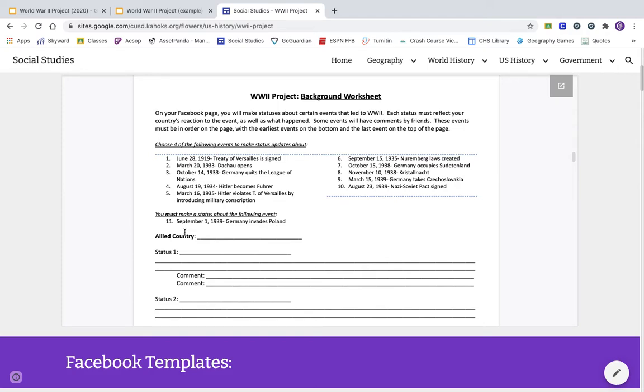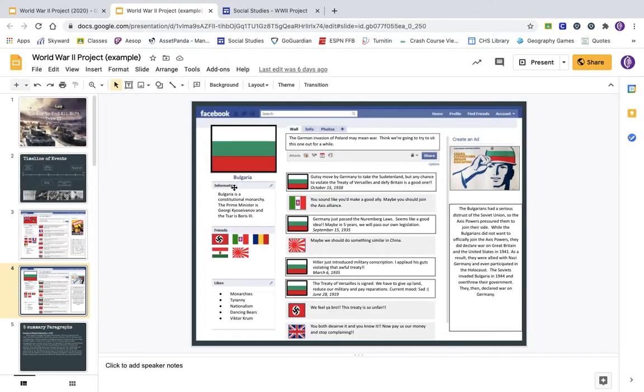And then the very top one has to be about the invasion of Poland, because this is as if it is September 1st, 1939. So Bulgaria's reaction to that would be: the German invasion of Poland may mean war. I think we're going to try to sit this one out for a while, because they tried to remain neutral. It obviously didn't happen, and they ended up joining the side of the Axis powers. So that's the status updates.